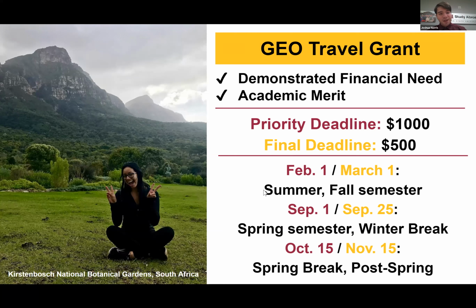So you can see, for example, if you are looking to apply or are in the process of applying for a summer program, that priority deadline for the travel grant is going to be February 1st. So you might want to pick up the pace if you haven't submitted it yet.